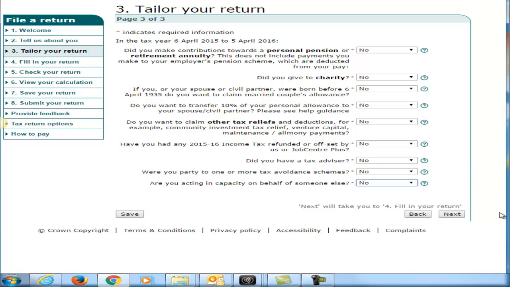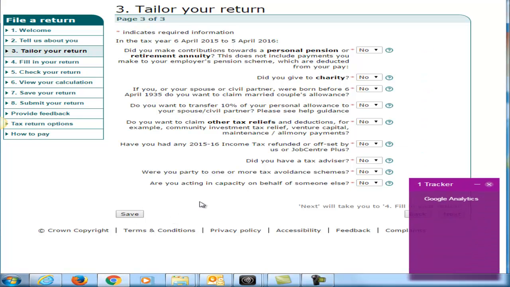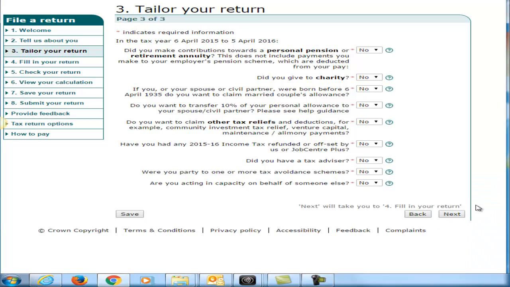So that will be how to set it up. You can click save and it will record everything. But even if you went on to next, it actually records everything you've already done, so there's no harm in losing it. There's no danger of it. So that is how you complete the first section, Tailor Your Tax Return.